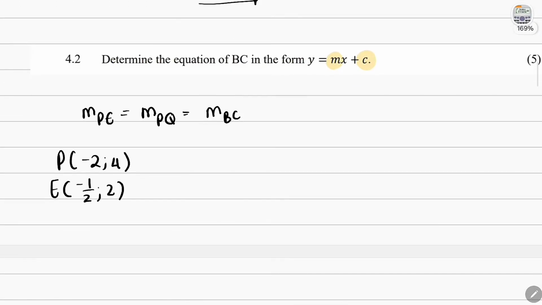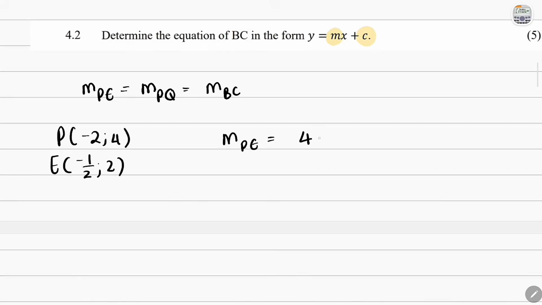So the gradient of this line, PE, is equal to y2 minus y1 over x2 minus x1. So we can say 4 minus 2 over negative 2 minus negative a half, which becomes plus a half. So in the numerator, we get 2. In the denominator, that's going to be negative 3 over 2. So 2 divided by negative 3 over 2.